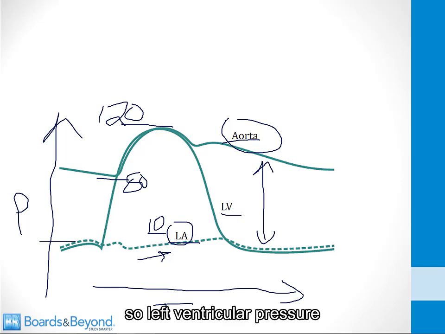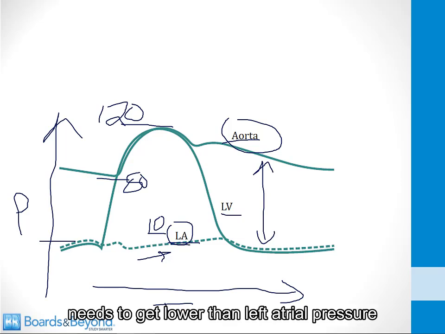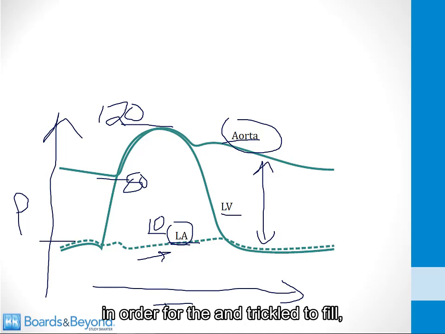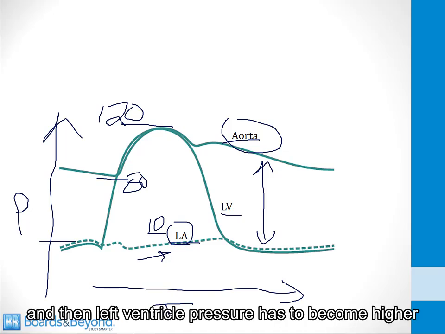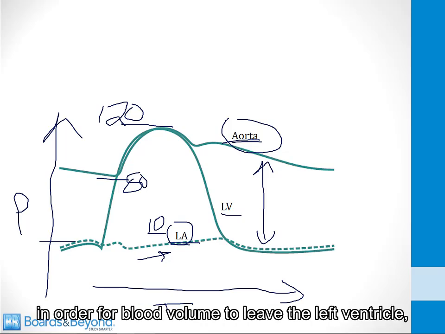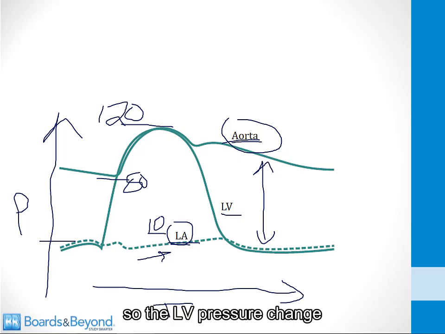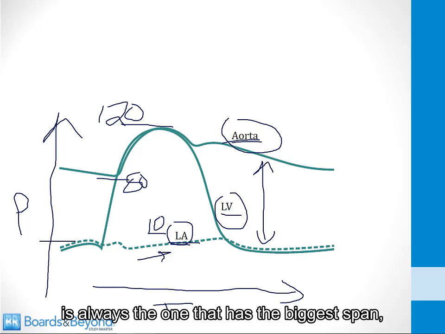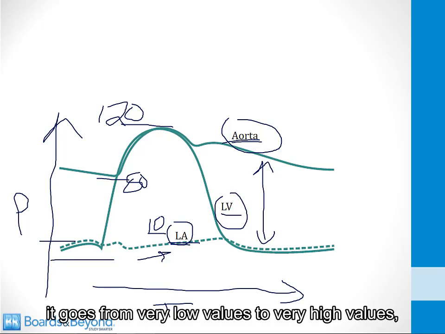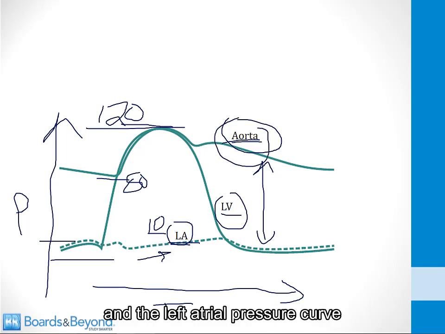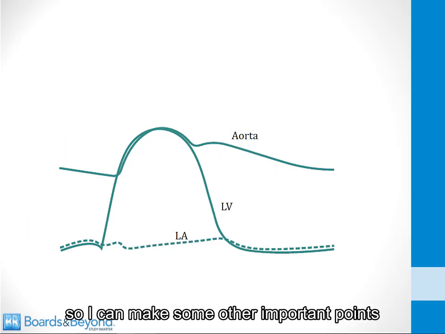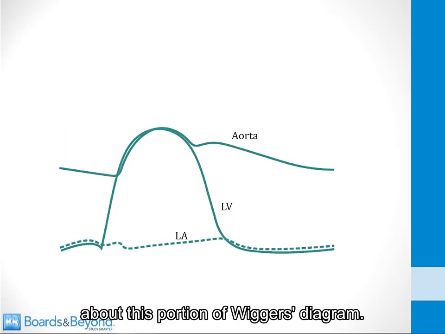So left ventricular pressure needs to get lower than left atrial pressure in order for the ventricle to fill. And then left ventricular pressure has to become higher than aortic pressure in order for blood volume to leave the left ventricle. So the LV pressure change is always the one that has the biggest span. It goes from very low values to very high values. The aortic pressure curve is always at the top, and the left atrial pressure curve is always down at the bottom.